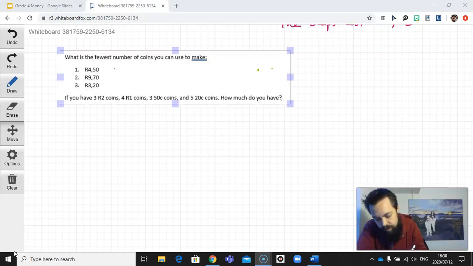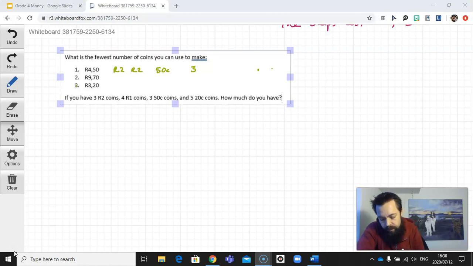So you'd use a 2 Rand, another 2 Rand, that would make up the 4 Rand, and a 50 cent. Right, those are the 3 coins you'd have. But the fewest number of coins, how many coins you use, is 3. So the answer to the first question is 3.